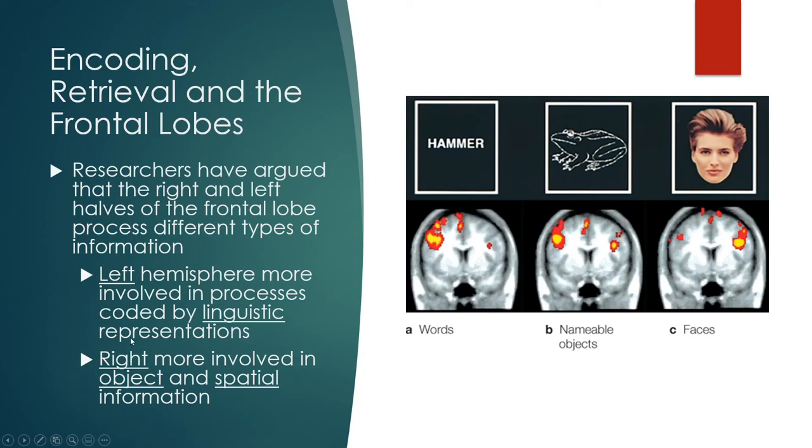There's a lot of studies that have dug into this and shown that there's lateralization here. And that's really what I want you to take from here, is that the frontal lobe itself is holding a bunch of information online, but what type of information is reserved for either the left or the right half of the brain. The left is really heavily involved in language type stuff, and the right is more involved with just objects in general, things that aren't necessarily being named. That's why this says nameable objects is lighting up both halves.